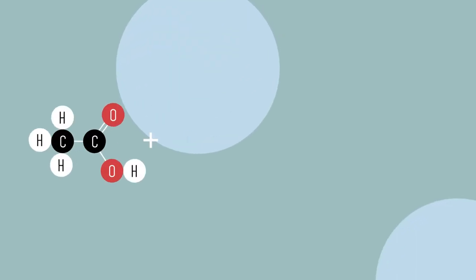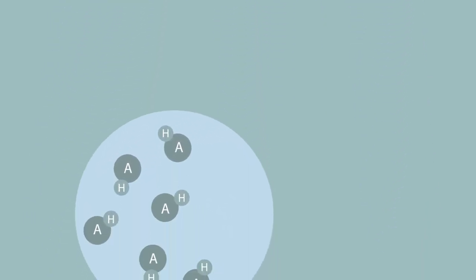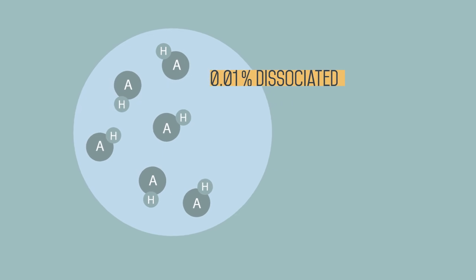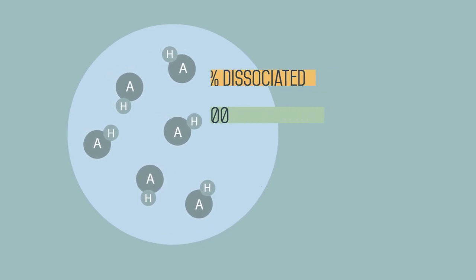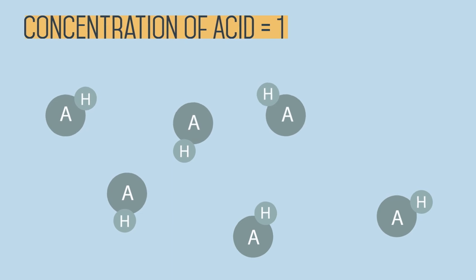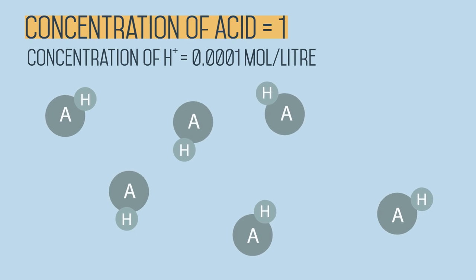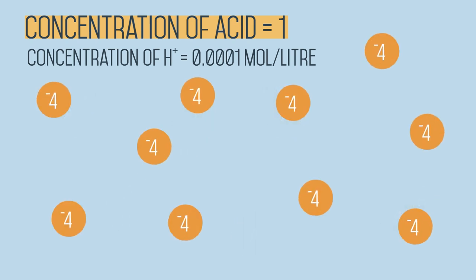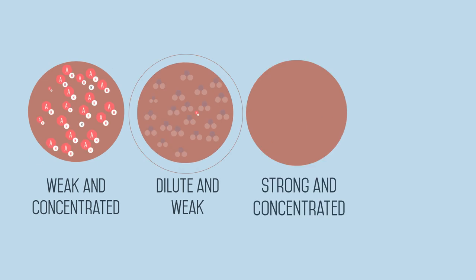However, if you dissolve 1 mole of a weak acid, like ethanoic acid, also called acetic acid, to make 1 litre of solution, it remains mostly undissociated molecules. That's why it smells. The molecules can easily move into the air. Let's say the acid is only 0.01% dissociated, so only 1 molecule in 10,000 is split into ions. Although the concentration of the acid is 1 mole per litre, the concentration of hydrogen ions is only 0.0001 moles per litre. That is 10 to the power negative 4, making the pH 4. So here is an example of a fairly concentrated acid which is weak.